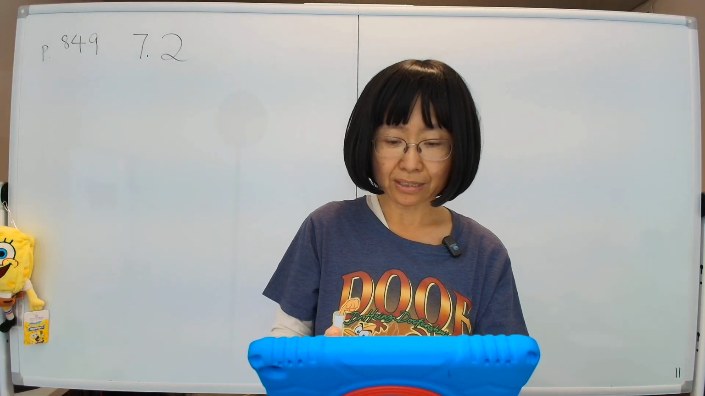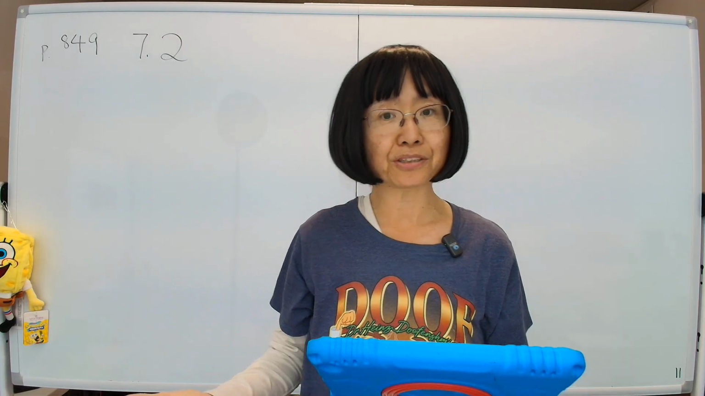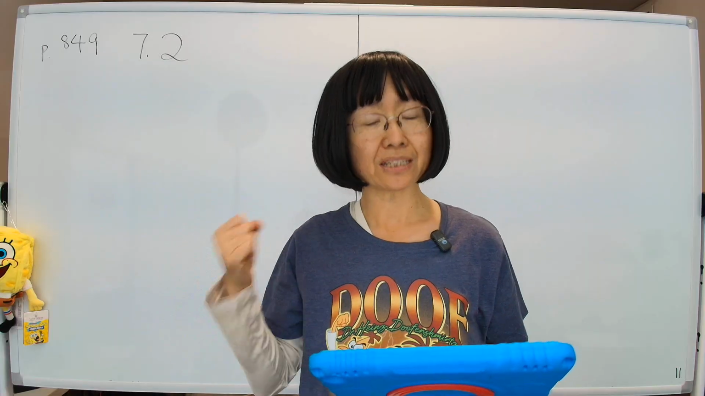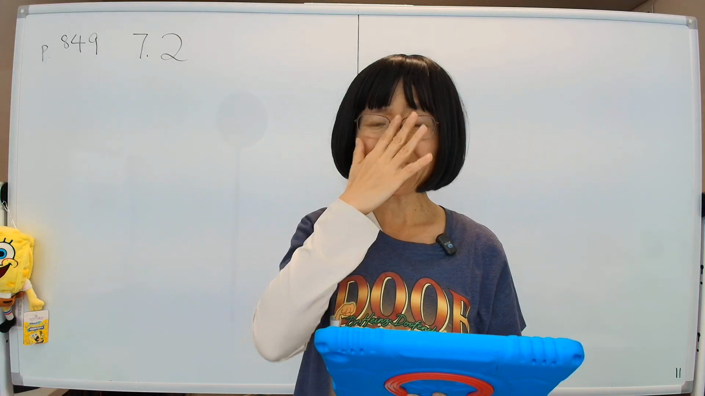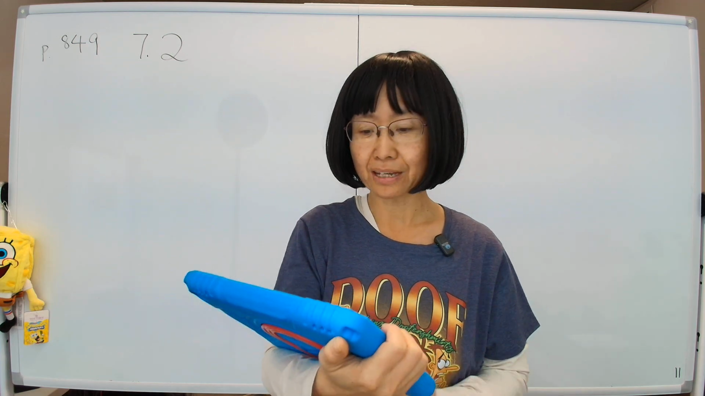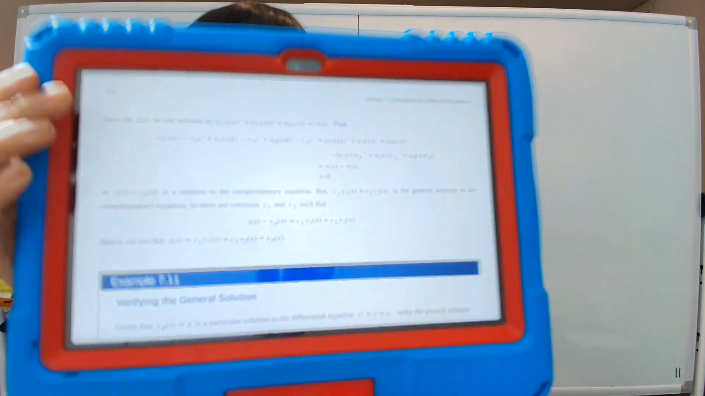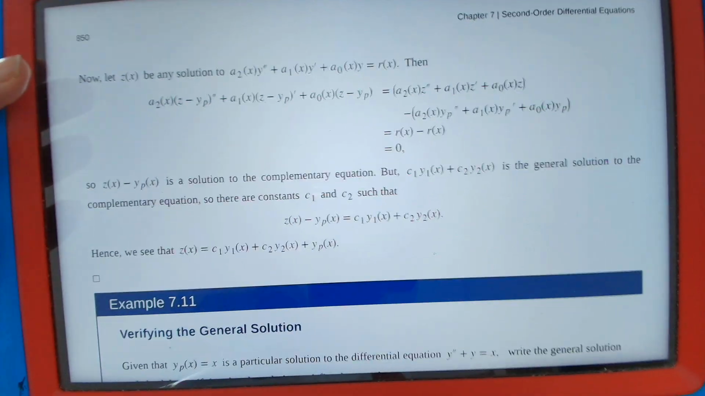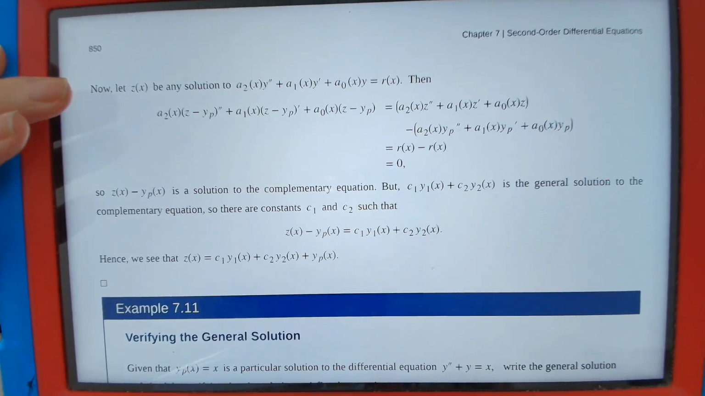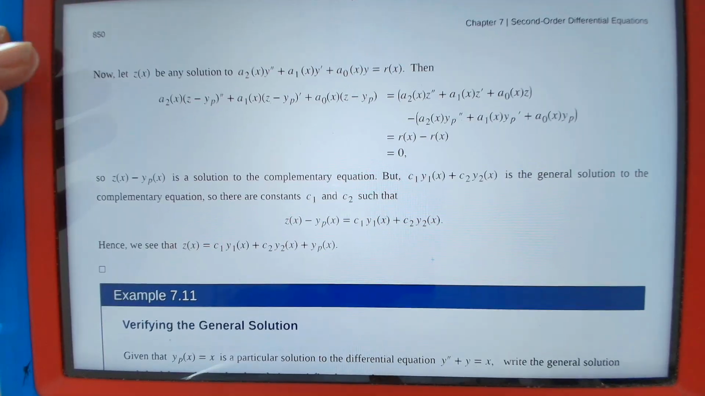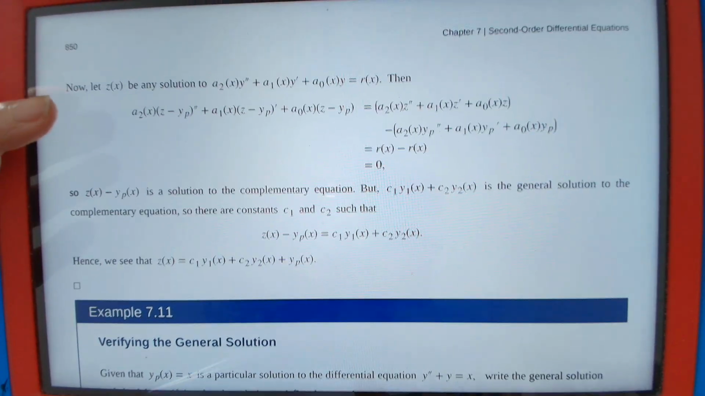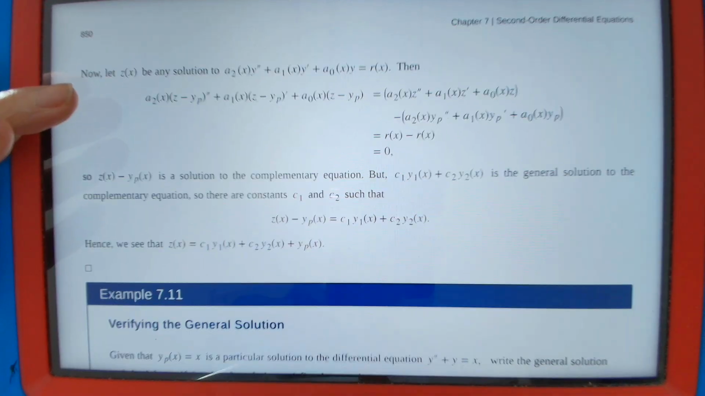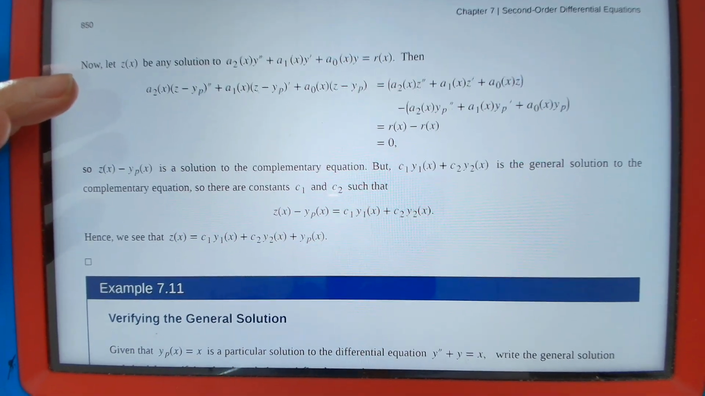But the question is, is this really the general solution? That is, will we find something else that's also a solution that isn't included in this? So let's say we found something that is any solution, and let's see its relationship to yp. Let z of x be some kind of solution to this equation. Then what we're going to do is subtract the two, that is, subtract yp from z.